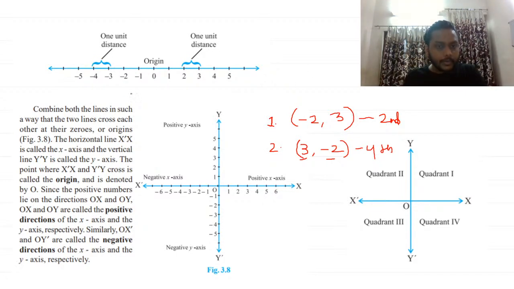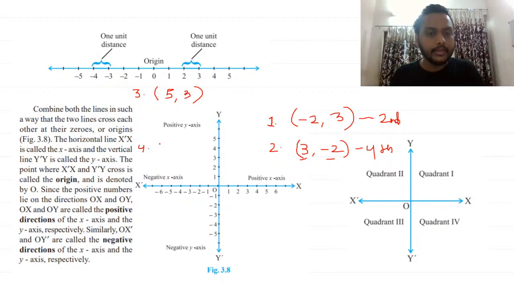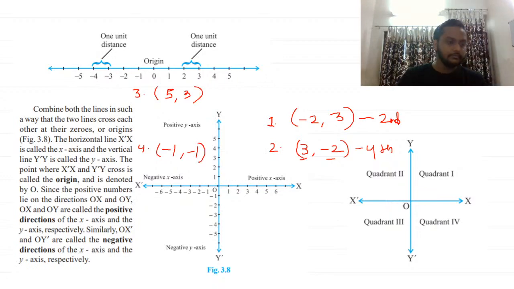Now talking about the third point, guys, I have a point 5, 3. Come on, tell me, where will this point 5, 3 lie? And then we have a fourth point, guys, and the fourth point is -1, -1. Come on, do it. Everyone, come on, tell me, where will your third point lie? It is 5, 3.